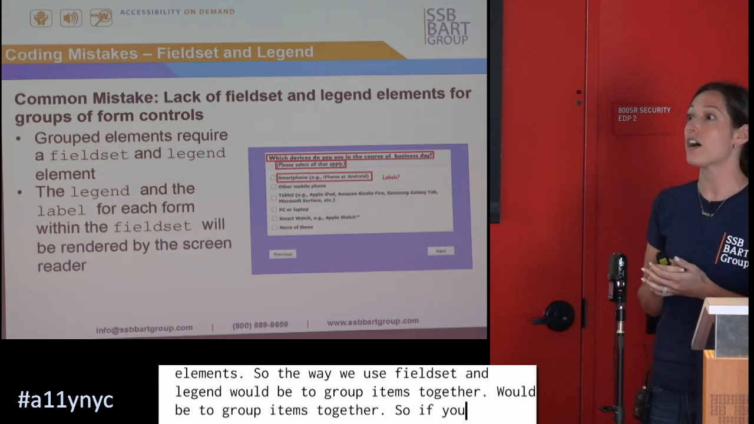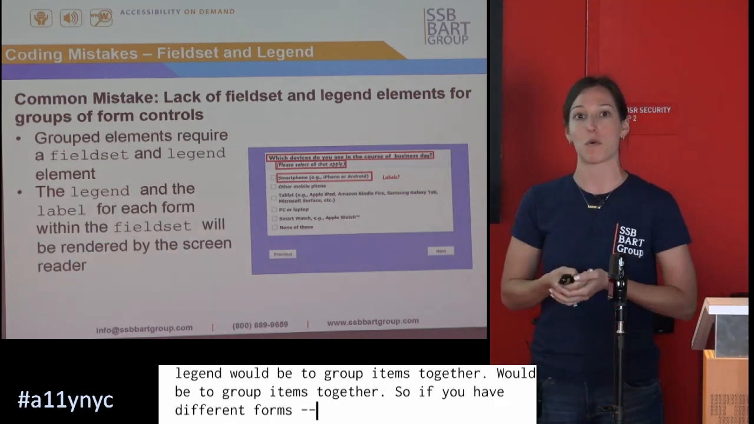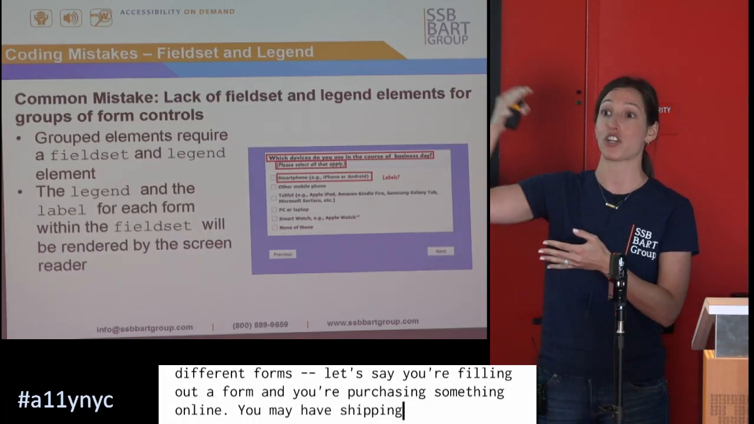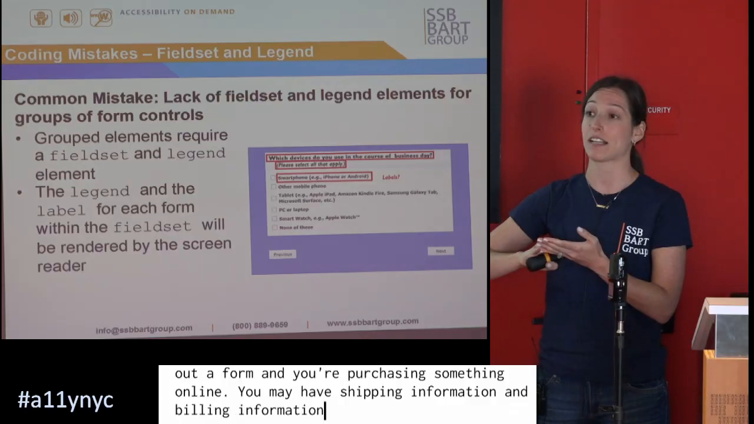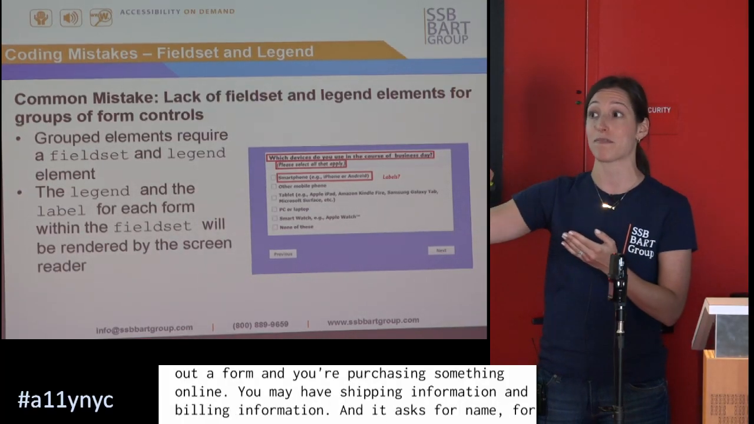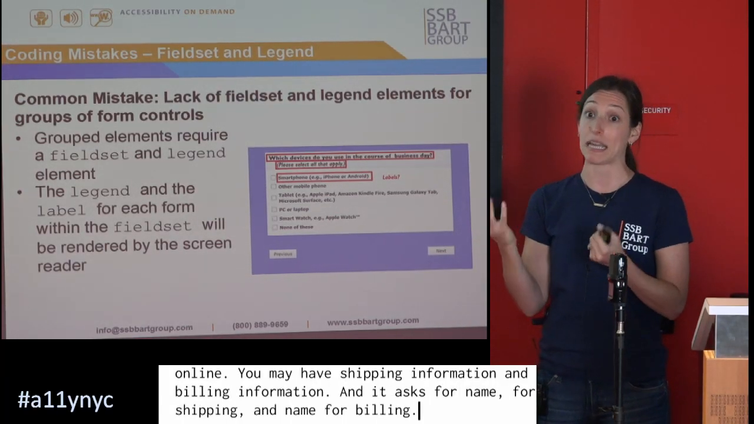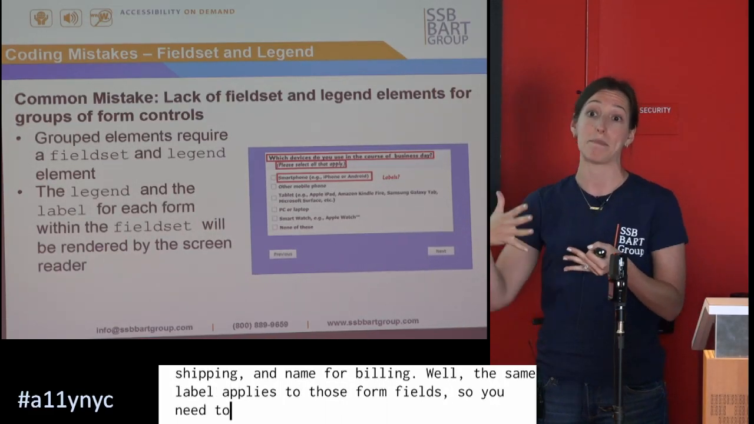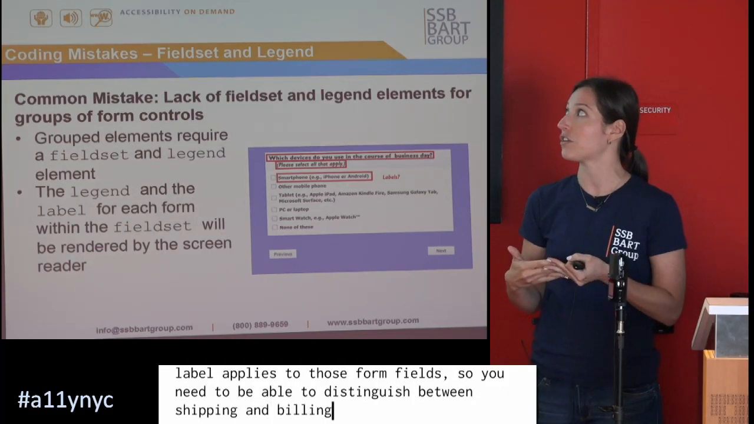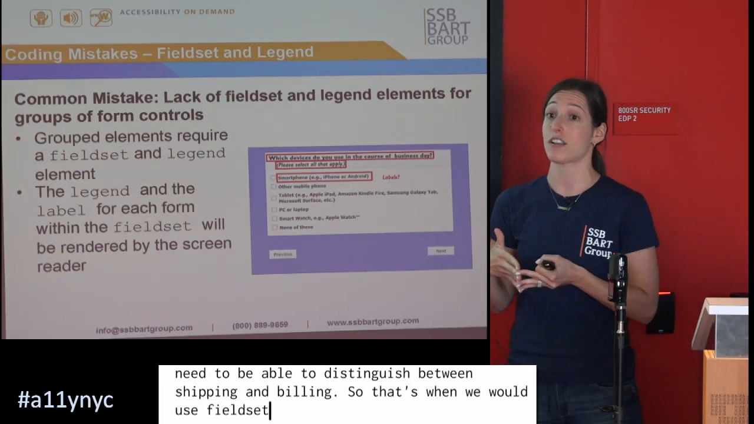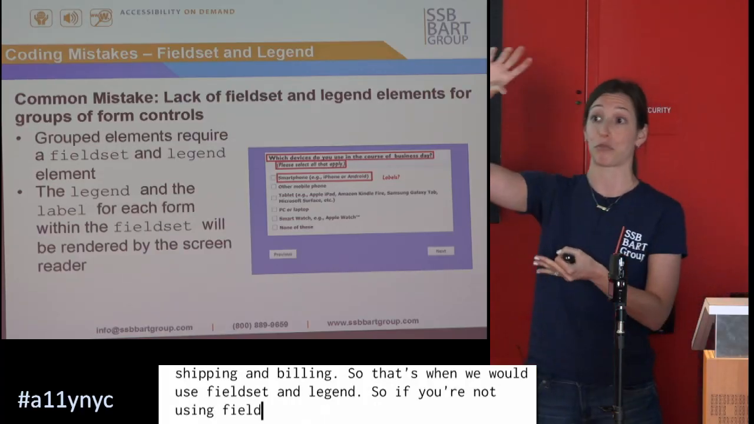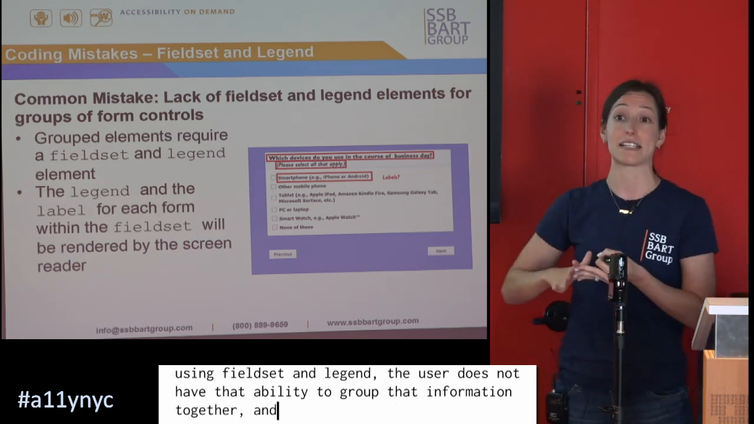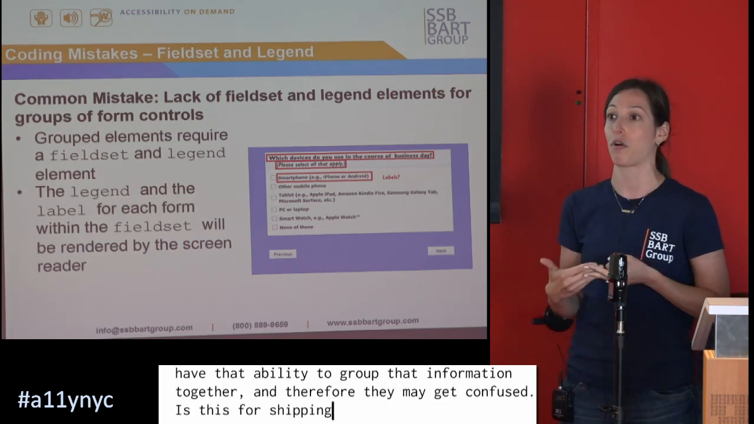So if you have different forms, let's say you're filling out a form and you're purchasing something online. You may have shipping information and billing information. And it asks for name for shipping and name for billing. Well, the same label applies to those form fields, so you need to be able to distinguish between shipping and billing. So that's when we would use field set and legend. When you're not using field set and legend, the user does not have the ability to group that information together, and therefore they may get confused. Is this for shipping? Is it for billing?